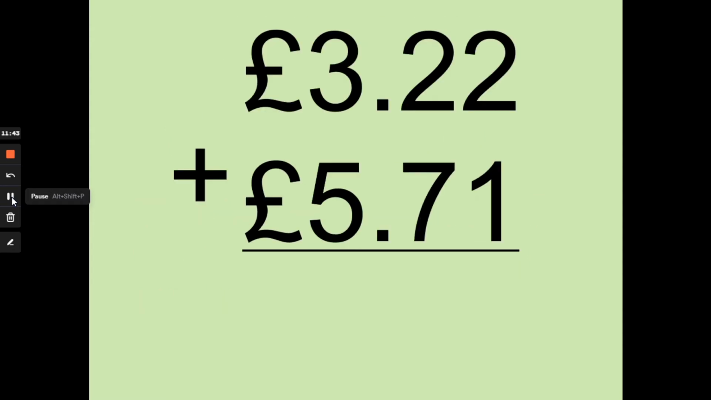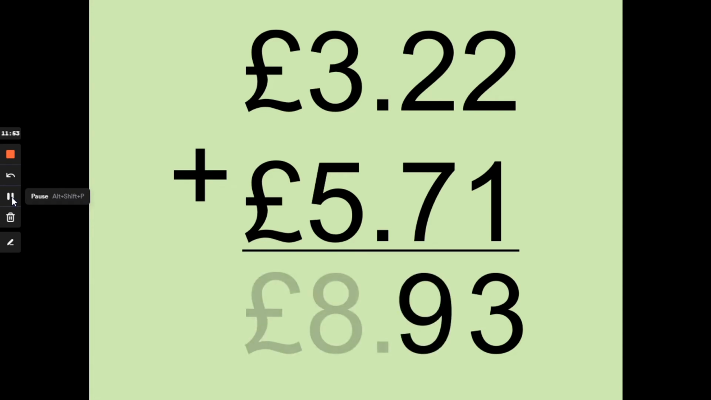So if I rewrite it with them all aligned, that's what it should look like, which should make it much easier. So 1 add 2 is 3, 7 add 2 is 9, 5 add 3 is 8. So in total I would have spent £8.93. So remember the golden rule, always put the decimal place in line with each other.